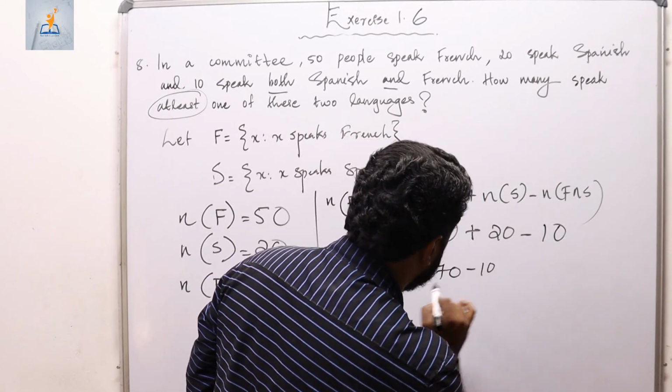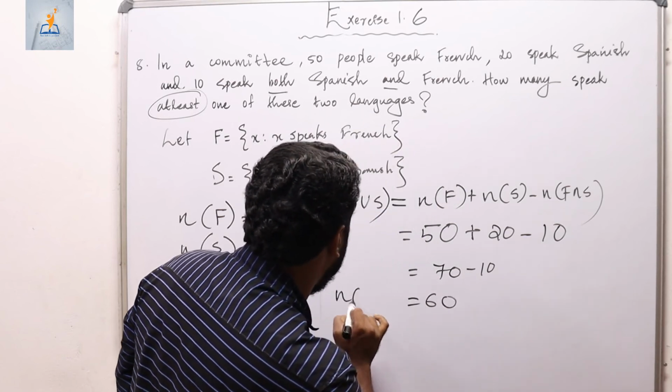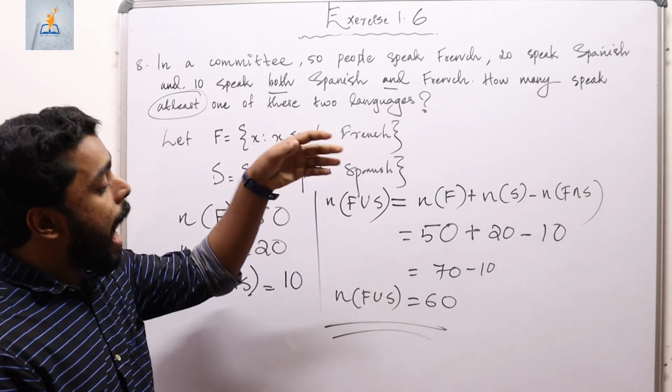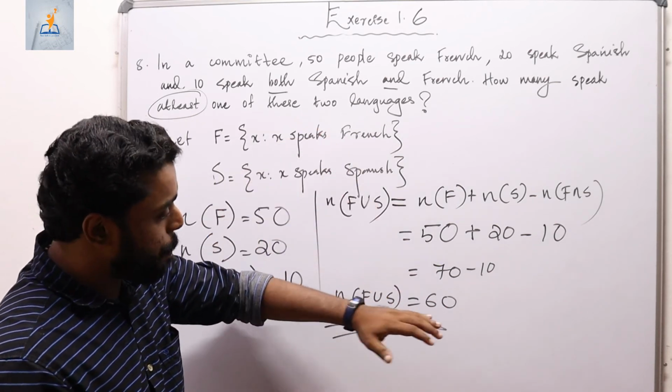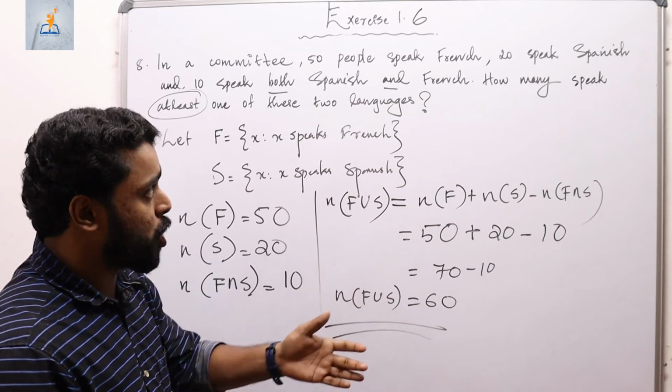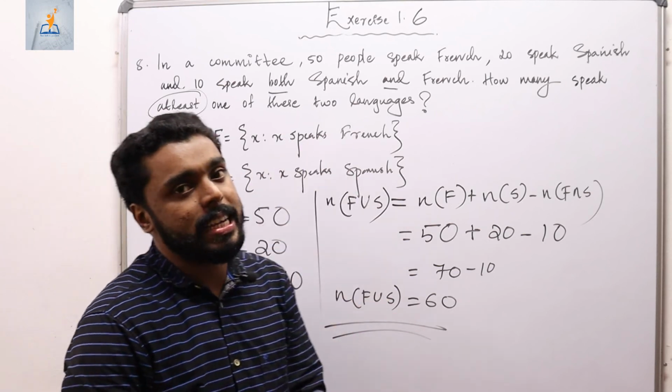70 minus 10 is equal to 60. Therefore n of F union S is equal to 60, which means that 60 people speak at least one of the languages, French or Spanish. So this is the end of exercise 1.6.